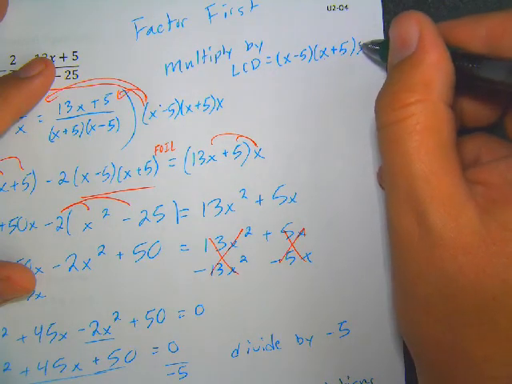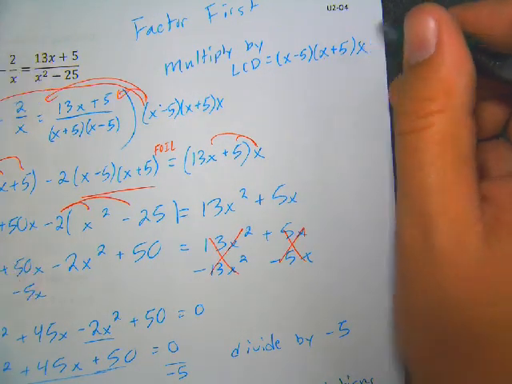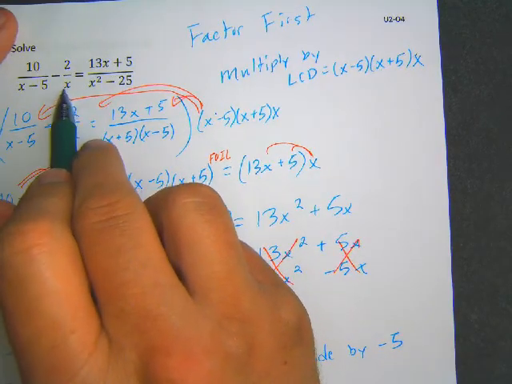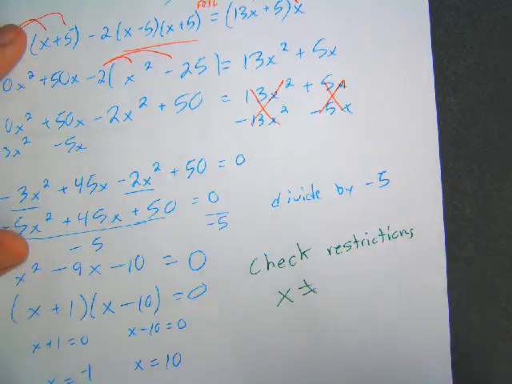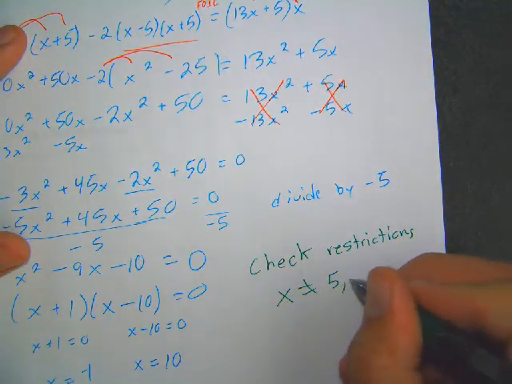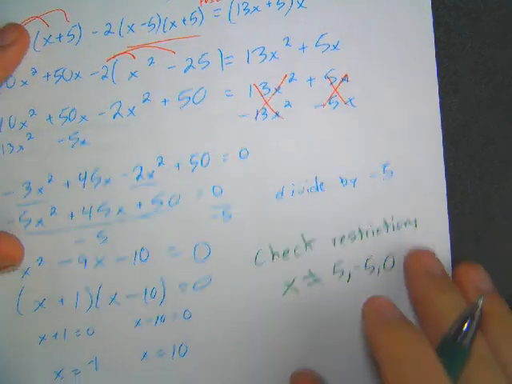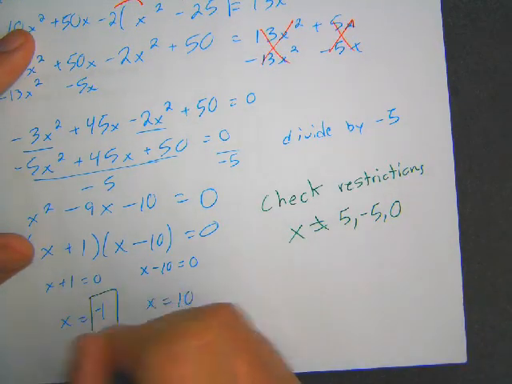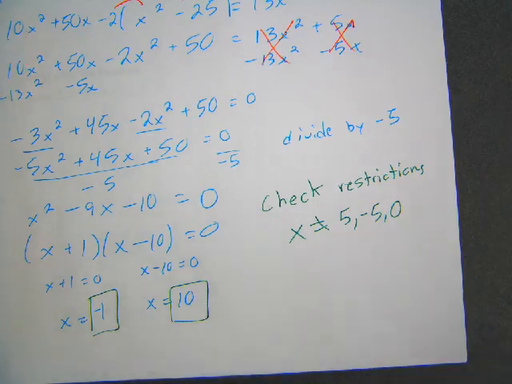You're going to make that 0. So x by itself would be 0. That's like right here. If you have 2 over 0, you'd have problems. So that's why x by itself can't be 0. So my restrictions, x can't be 5, it can't be negative 5, and it can't be 0. Well, we got negative 1 and 10, which are not 5, negative 5, or 0, so these are both valid answers. And it's okay, you can have 2 valid answers.